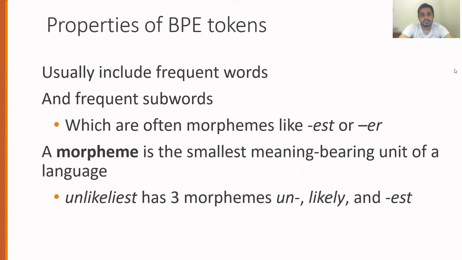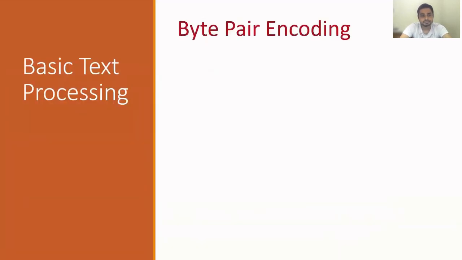The properties of the BPE tokens usually include frequent words and frequent subwords, which are often morphemes like EST or ER. A morpheme is the smallest meaning-bearing unit of a language. Unlikeliest has three morphemes: un, likely, and est. The byte pair encoding algorithm we have described is one of a set of corpus-based tokenizers that together are now extremely commonly used throughout NLP.